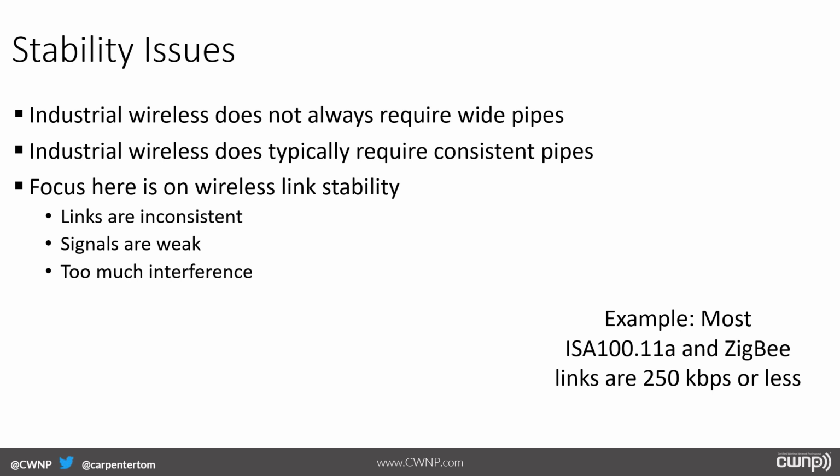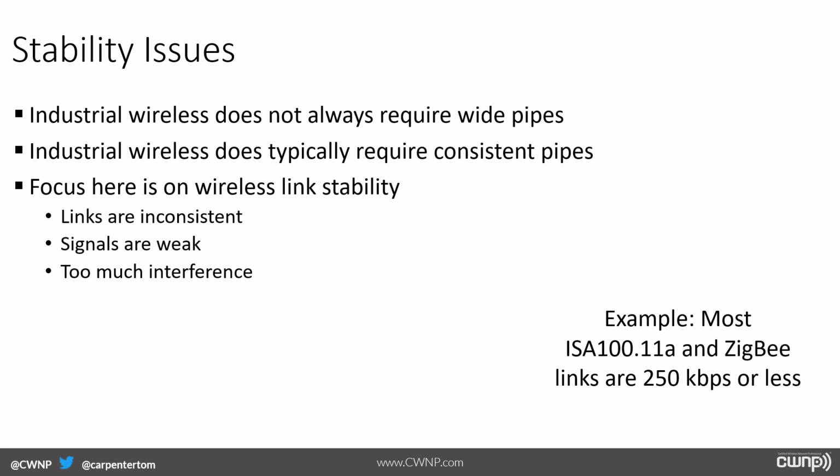Stability is very, very key in industrial wireless. Now, I'm not saying there are no wide pipe requirements. Sometimes you run into it, but the vast majority is about getting the data through. So the focus here is on the wireless link in this case. I'm not going to worry about once it gets to the gateway, where it goes beyond that. I'm talking about the wireless link here today. So some of the problems are links are inconsistent. Sometimes they work, sometimes they don't. Signals are weak. Depending on the protocol, that might reduce your data rate. And therefore, if that's true for many different devices, and all those devices are contending for the channel, the end result is you have greater delay when it comes to sending the data through.